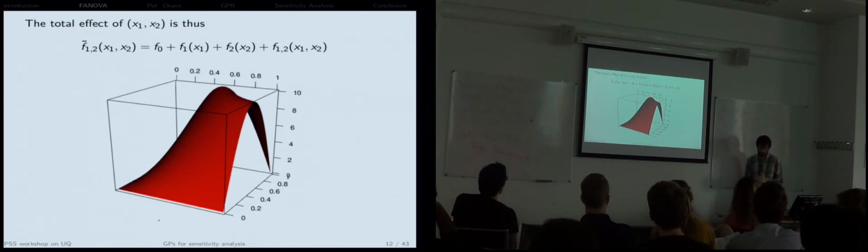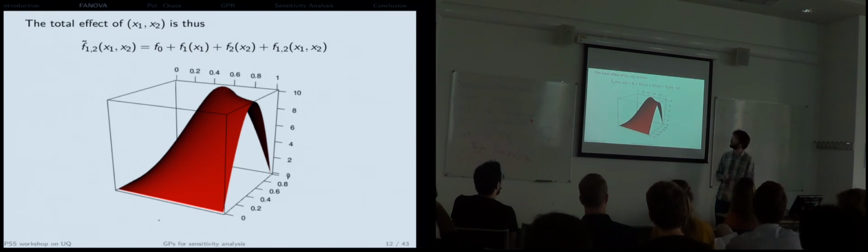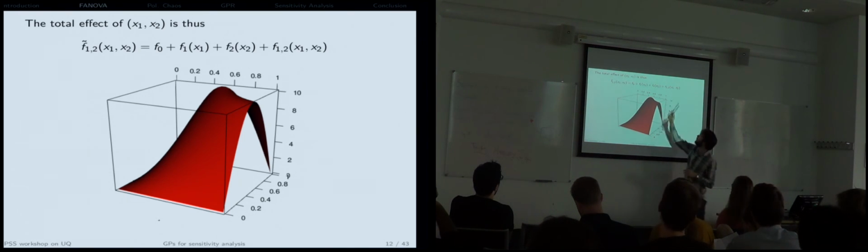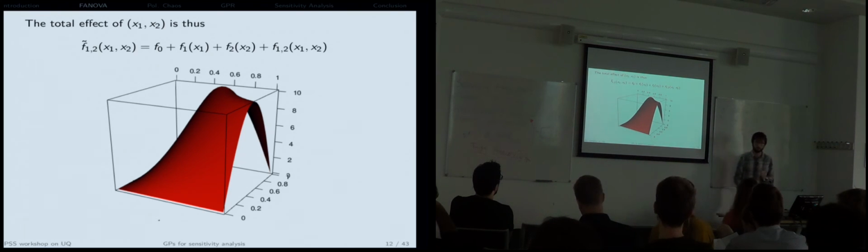And if I'm wondering how can I plot my function, what would be the best plot to show my function just as a function of x1 and x2, I just have to sum my constant term, what's going on in x1, what's going on in x2, and the interaction between these two variables. All right?